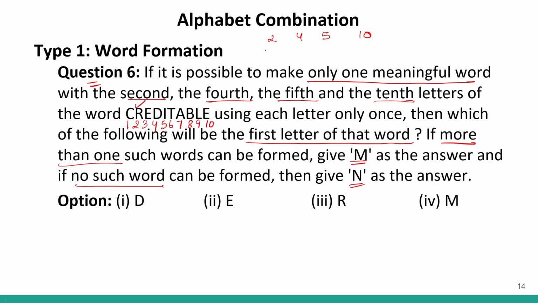At second we have R. At 4th we have D. At 5th we have I. And at 10th we have E. Right? So I have to form meaningful words. So first word I can think of is ride. Then I can think of dire. Do you know what the meaning of dire is? We have dire consequences. That means very bad consequences. So I can think of 2 words, ride and dire. So I can make more than one such word, right? If I make more than one word, I have to mark M as the answer. So answer will be option number 4, M. Right? Okay?